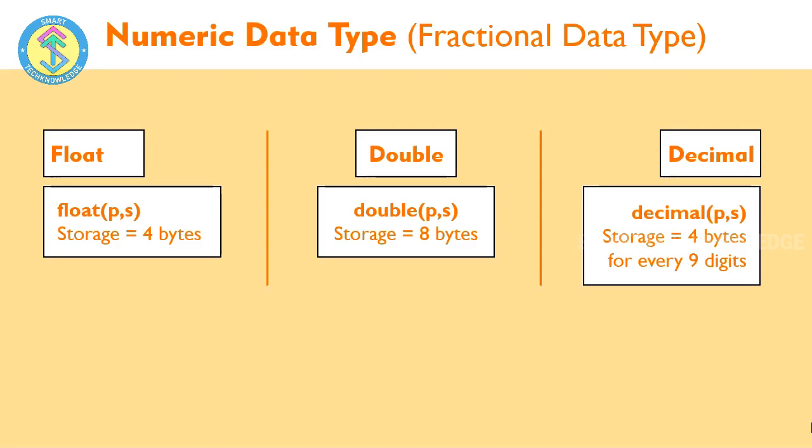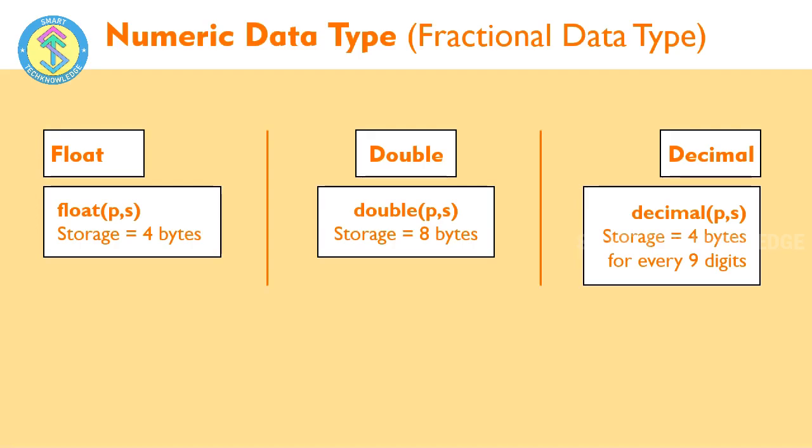Float and double data types are used to represent approximate numeric data values, and decimal data type is used to store exact numeric values. Decimal data type is used to store monetary data such as amount of salary, bonus, which may come in decimals. Now, you may have one question as to what is p, s, which I have mentioned here.